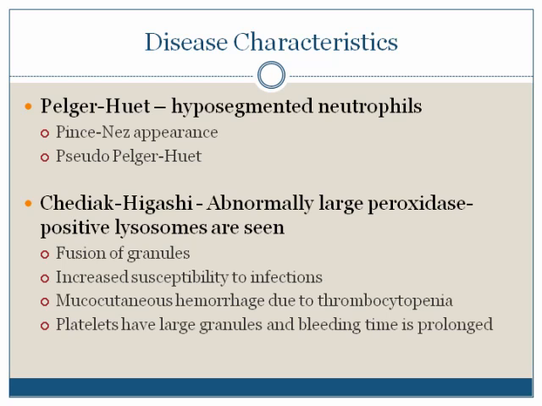Our next disease is Chédiak-Higashi. The key feature here is large peroxidase positive lysosomes. We are going to see a fusion of granules, so you're going to see these big, large lysosomes inside the cytoplasm. Very increased susceptibility to infections, so their neutrophils do not function normally here. If the neutrophils can't phagocytize bacteria, they're going to have increased susceptibility to infections. They have thrombocytopenia, so you might see some hemorrhaging, and their platelets aren't functioning properly either, so that's why their bleeding time would be prolonged.